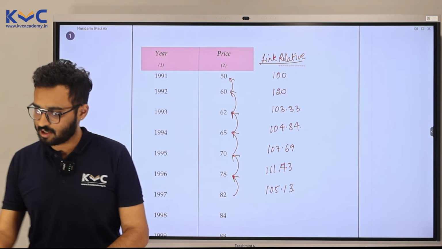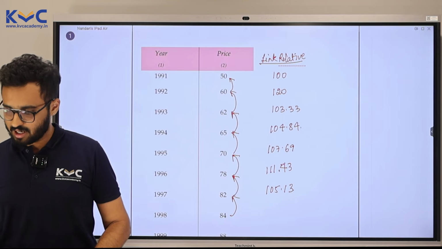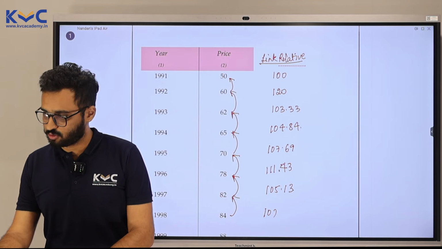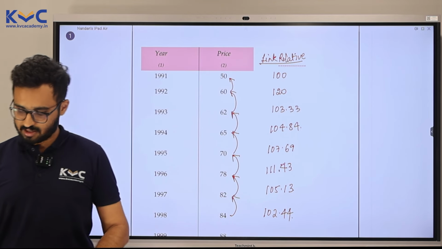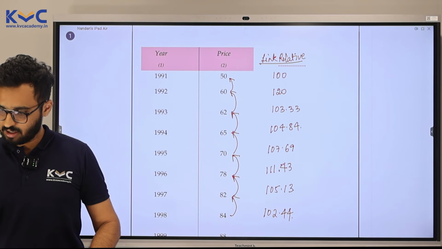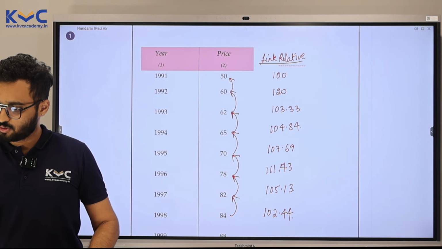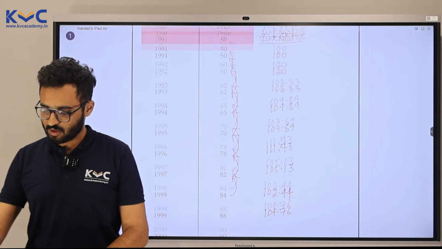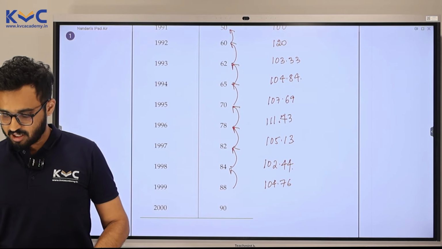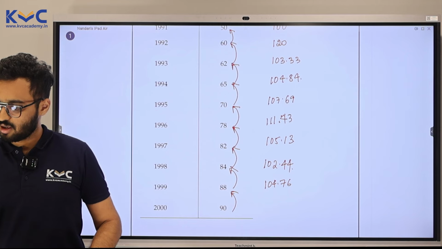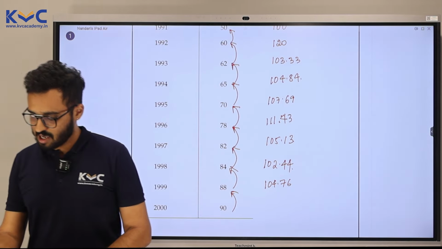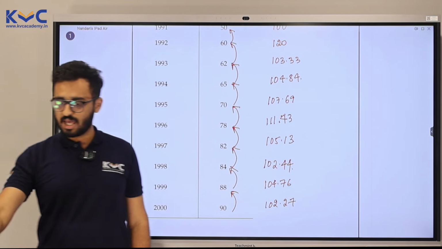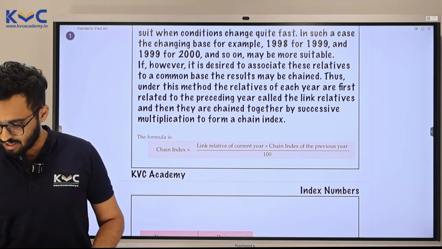105.13. Next, 84 divided by 82 into 100, I get 102.44, and next 88 divided by 84 into 100, I get 104.76, and last 90 divided by 88 into 100, I get 102.27. Understood? So like this we have calculated link relatives, right?